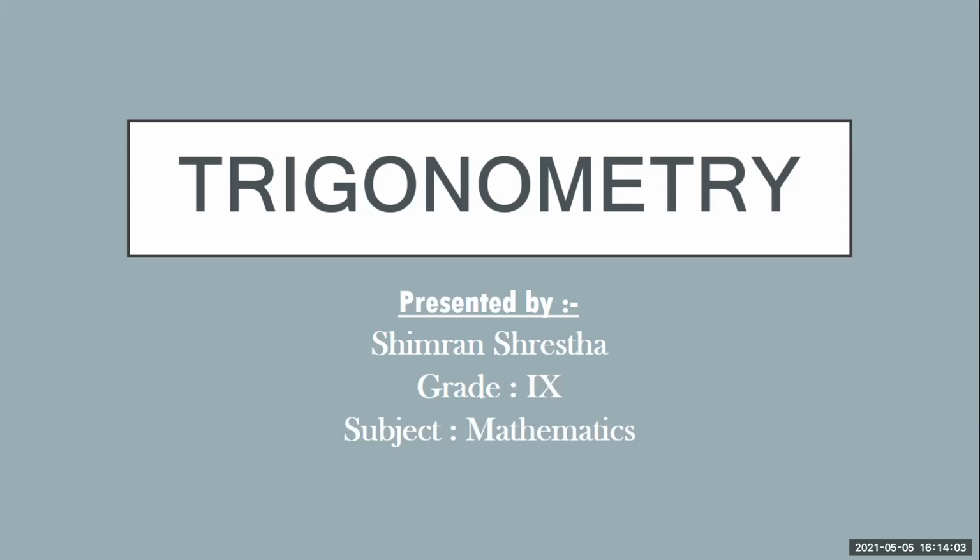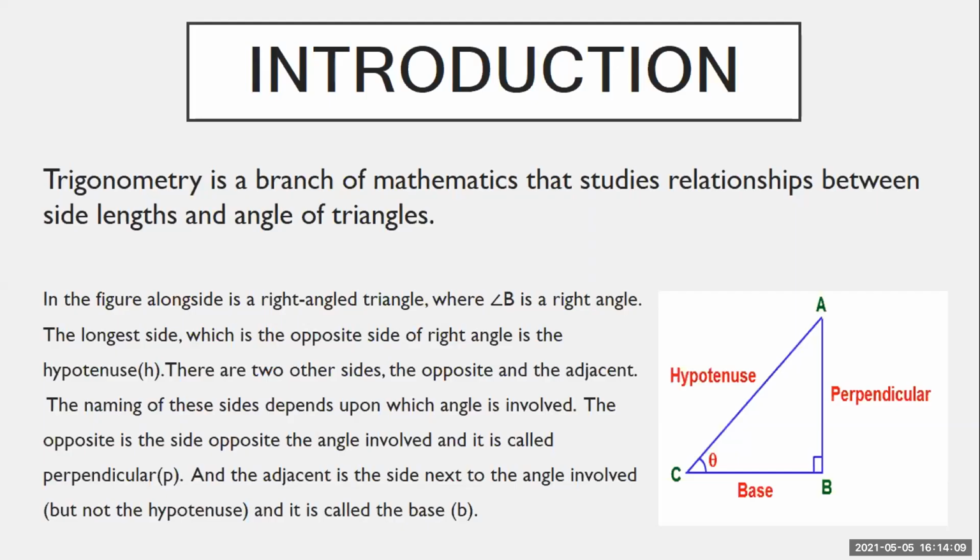Good afternoon, everyone. It's me, Simran Shrestha, and today's main objective is to let you all know about trigonometry. Introduction. Trigonometry is a branch of mathematics that studies relationships between side lengths and angles of triangles. In the figure alongside is a right angle triangle where angle B is a right angle. The longest side, which is the opposite side of the right angle, is the hypotenuse, and there are two other sides, the opposite and the adjacent.